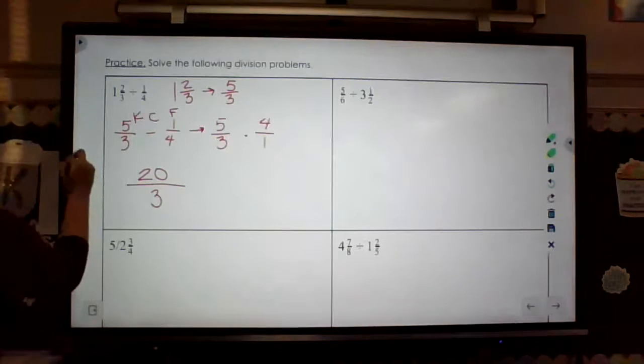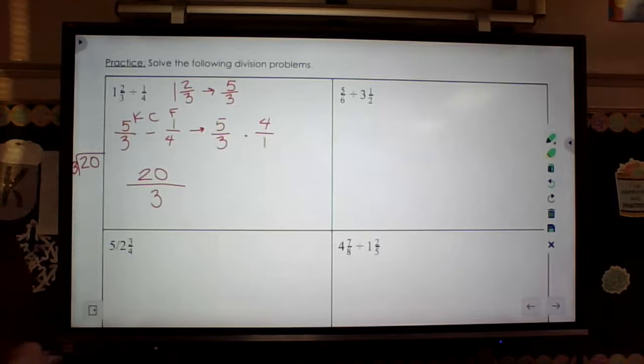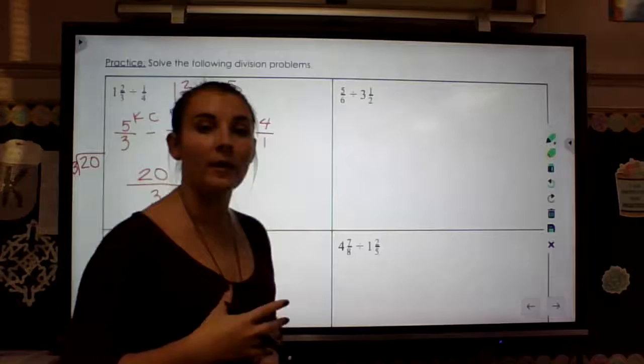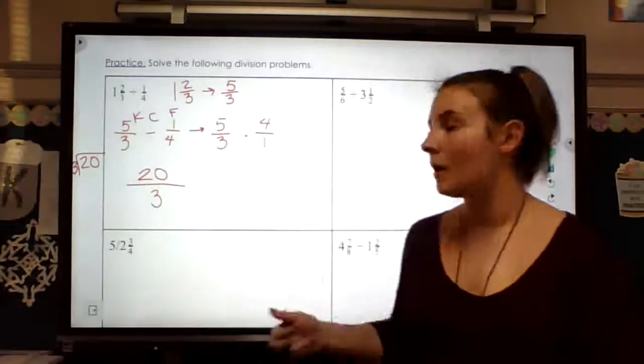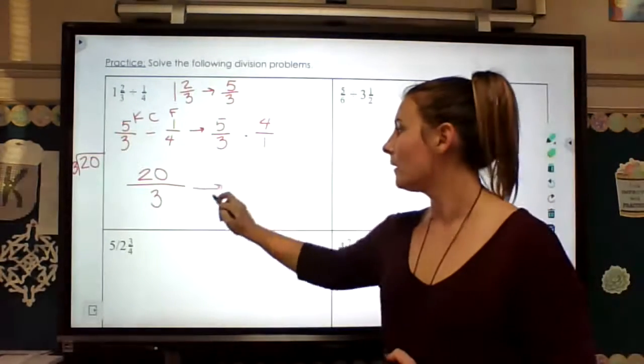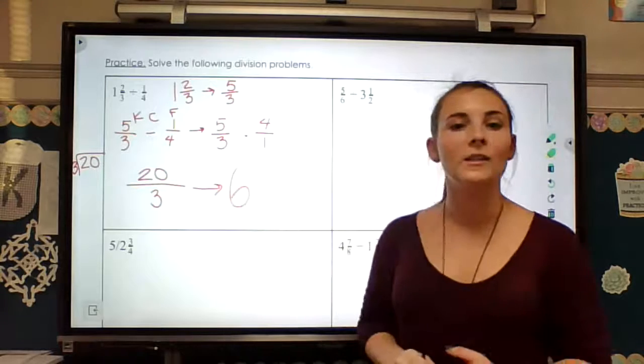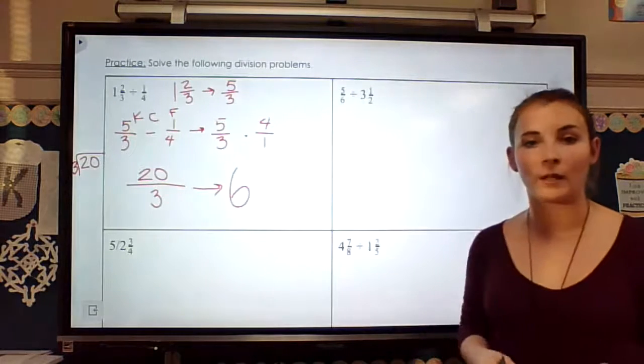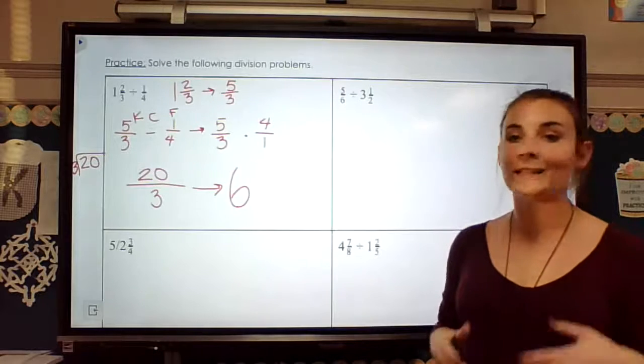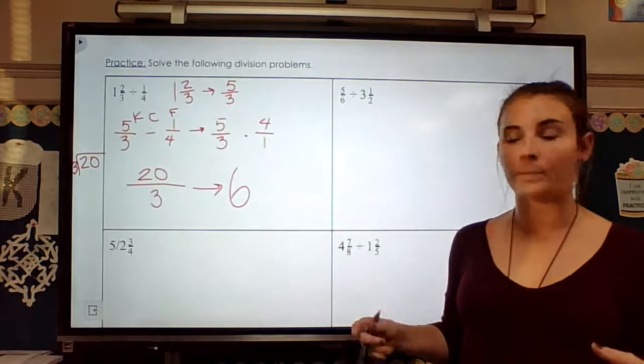You can either set up division, top number on the inside, bottom number on the outside, or you can just kind of talk it through. I do think these are small enough numbers that we can just talk this one through. So 3 can go into 20 6 whole times. We got that answer by thinking about our multiplication facts of 3. 3 times 6 is 18. That's the closest we're going to get without going over.